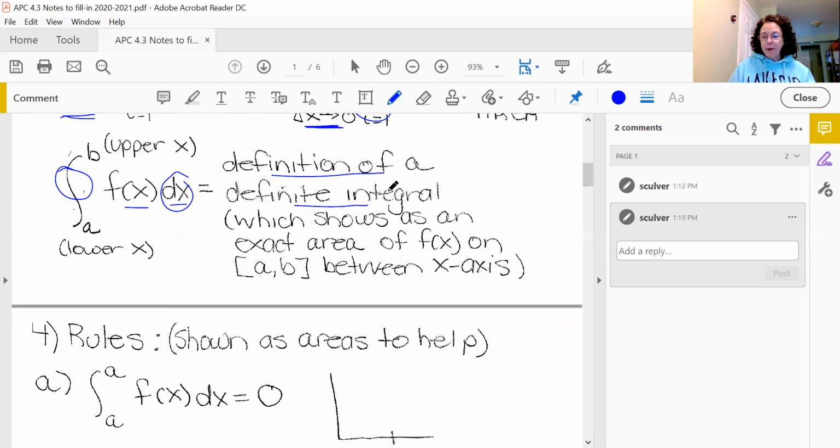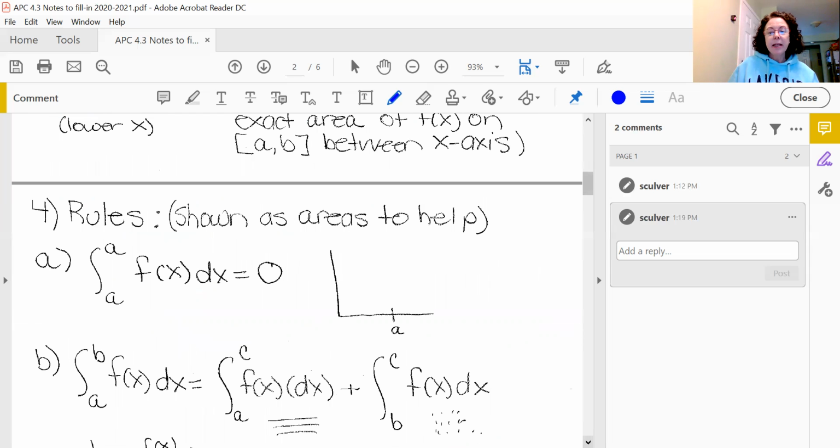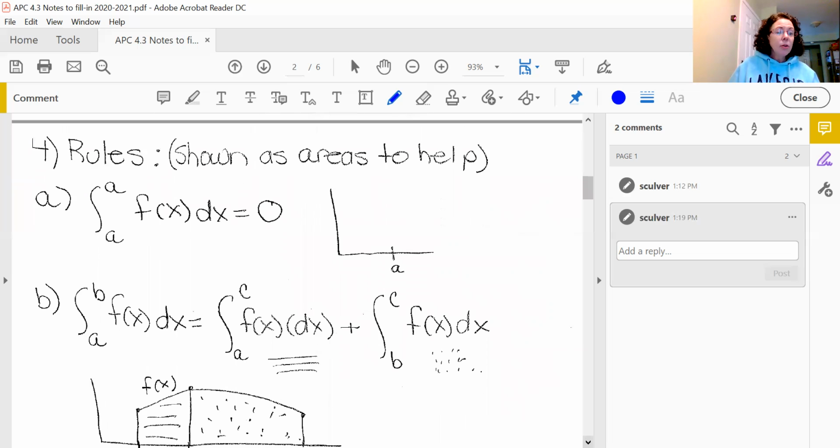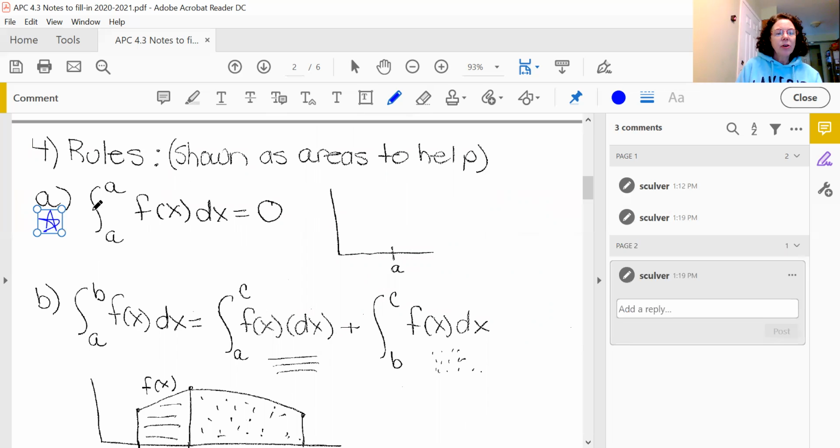Okay. Now, because integrals are areas and because they are the inverses of derivatives, we need to look at the rules now. There are lots of rules for integrals, and I hope they make sense as I show them as areas to you. So A, the integral from a to a of f of x dx.